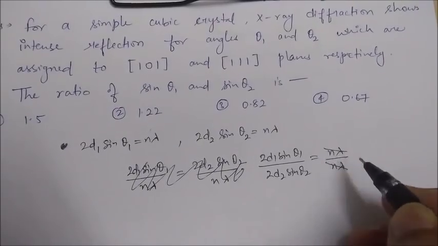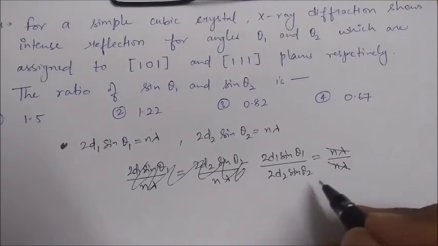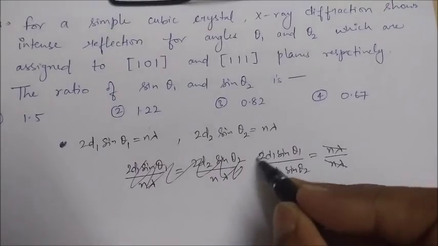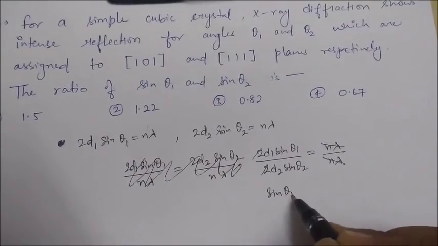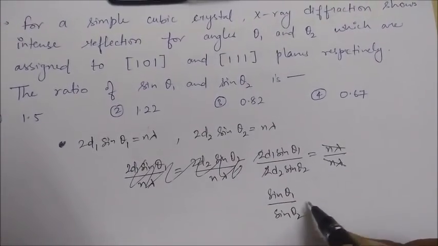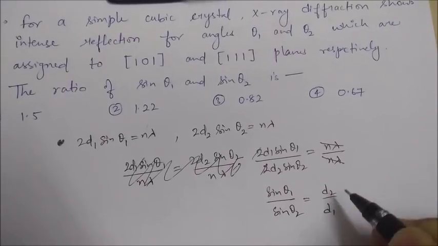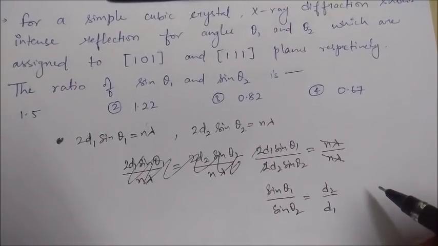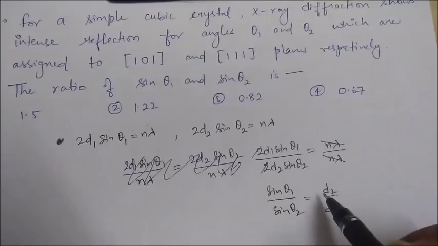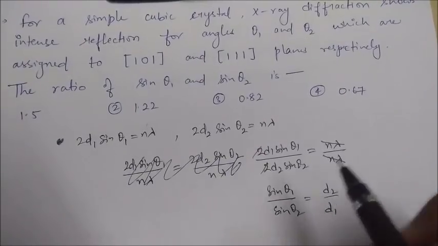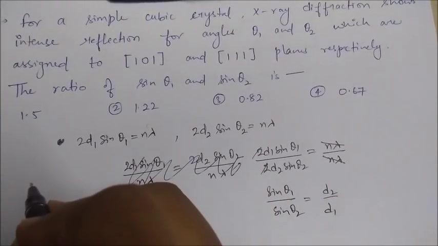So these will be cancelled out, and the 2 also gets cancelled out. Then sin theta 1 upon sin theta 2 will be d2 upon d1. So this is what you get, the ratio of sin theta 1 and sin theta 2. Now, how to get these values of d1 and d2? For this we will use the formula for interplanar distance.